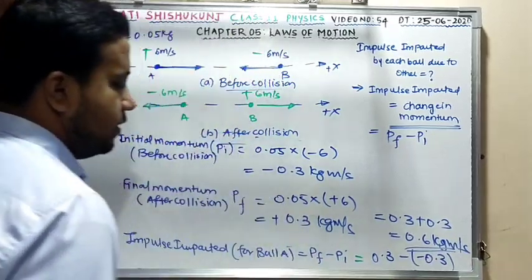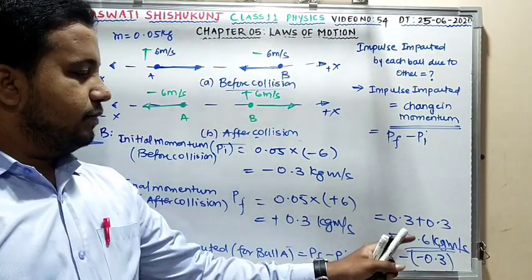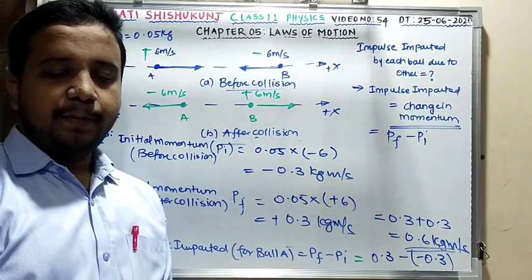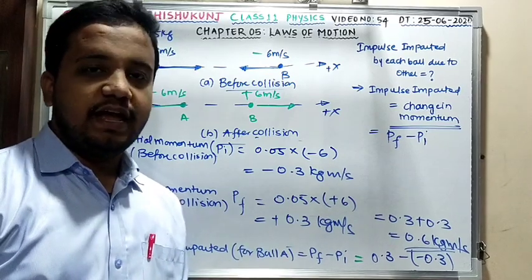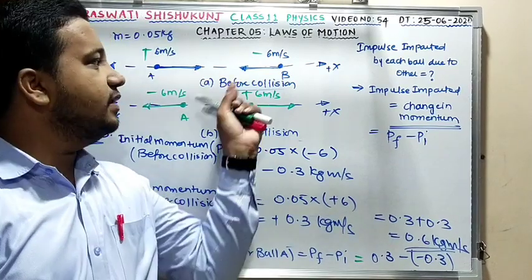This is my second answer. First was minus 0.6, this is 0.6. Clear? Impulse imparted by one another are opposite and equal, because the speeds are equal. 100% clear?